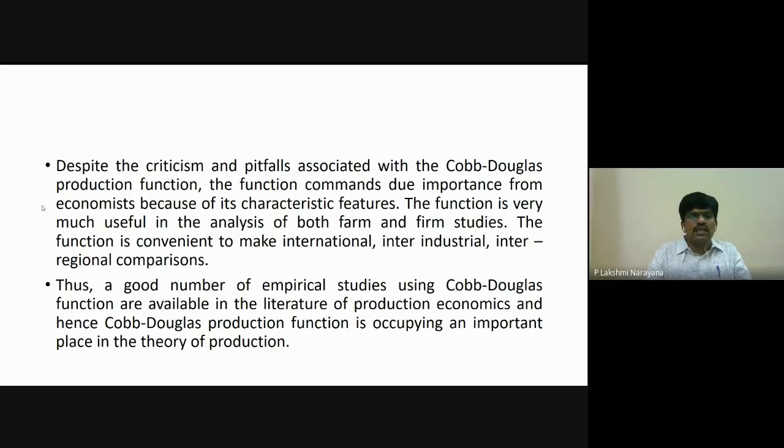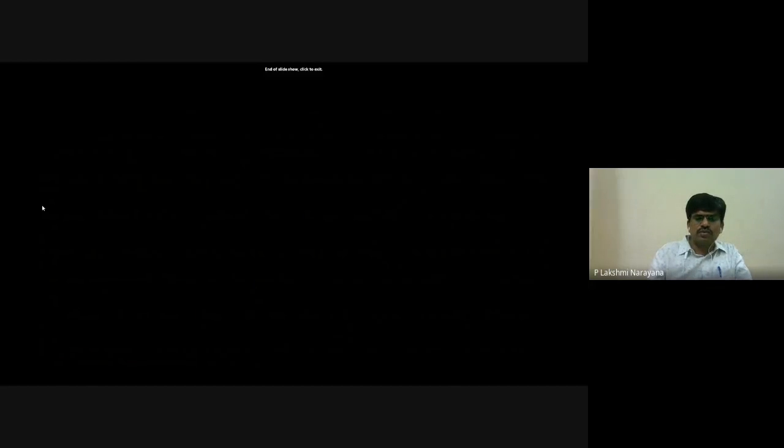Both agriculture and industry studies. The function is convenient to make international, inter-industrial, inter-regional comparisons. Thus, a good number of empirical studies using the Cobb-Douglas function are available in the literature of production economics, and hence the Cobb-Douglas production function is occupying an important place in the theory of production. So, this is for our information.